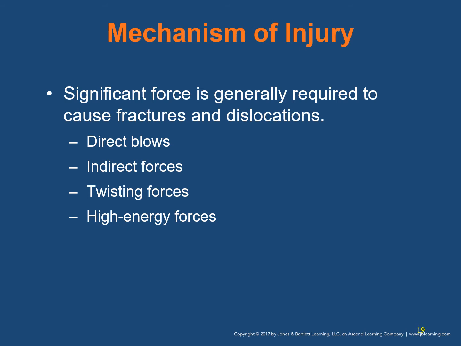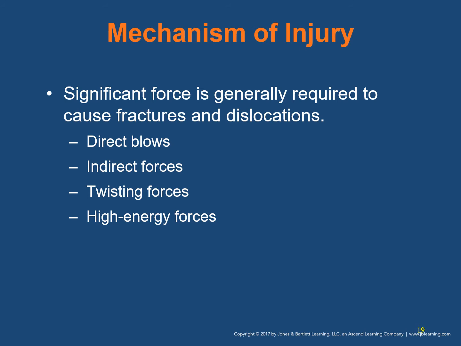Musculoskeletal injuries. Injury to bones and joints is often associated with injury to the surrounding soft tissues, known as the zone of injury. Mechanism of injury, MOI. Significant force is generally required to cause fractures and dislocations: direct blows, indirect forces, twisting forces, and high-energy forces. A direct blow fractures the bone at the point of impact. Indirect force may cause a fracture or dislocation at a distant point.